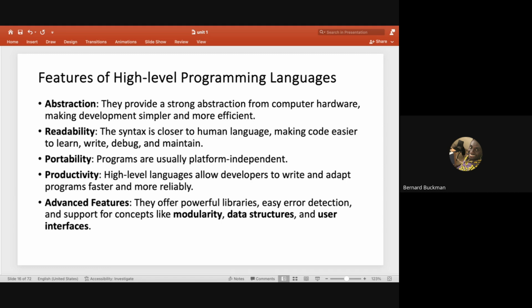It is easier to use a high-level programming language for your programming than to use zeros and ones, which are machine language, or symbolic programming like assembly language. Are we okay?